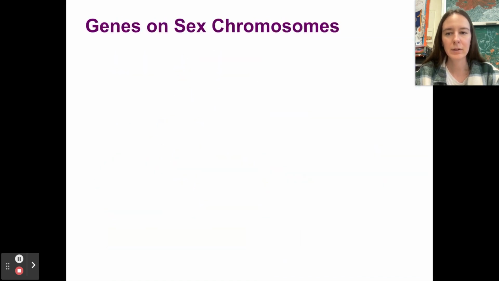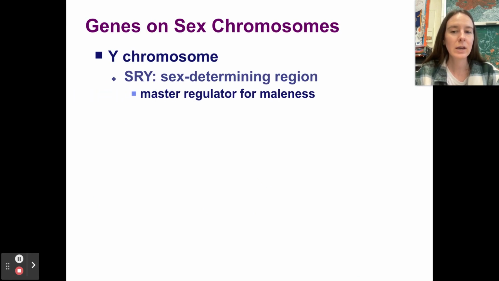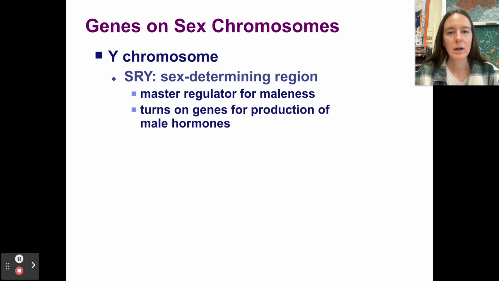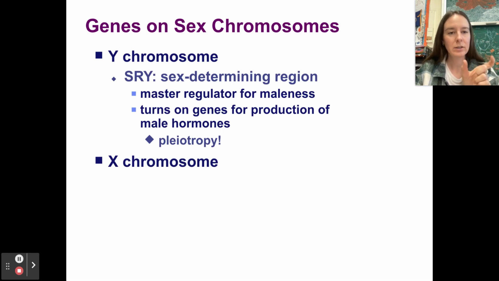Okay, we've already kind of gone through this. Now, let's look at the Y chromosome for a second. There is a gene on the Y chromosome called the SRY, the sex determining region. And this is like the master regulator for maleness, or male sex organs. And so this turns on the gene for the production of male hormones. And this is an example of pleiotropy, where one gene will have a great effect on the whole organism. So this one gene, the SRY gene on the Y chromosome, will determine so many of the traits of the male.